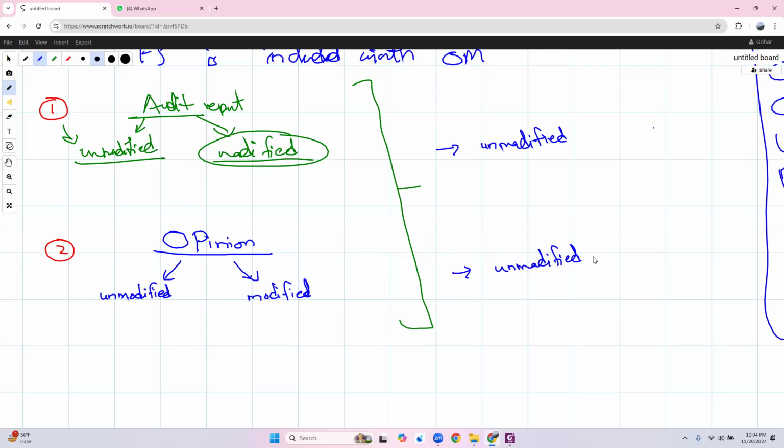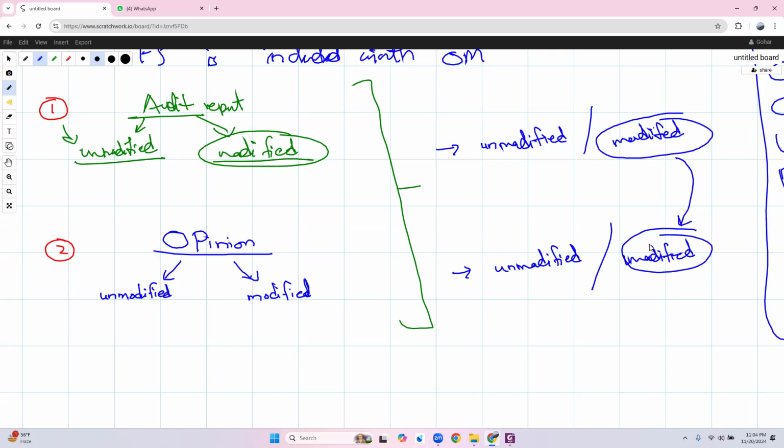Understood? And there can also be a situation where both are modified. I added one of the paragraphs which made the audit report modified, and I also said that the financial statements are incorrect. So now I will phrase it that I gave an audit report which was modified and an audit opinion which was also modified. Modified audit report with modified audit opinion. Are these phrases understandable right now? Do you have any questions?